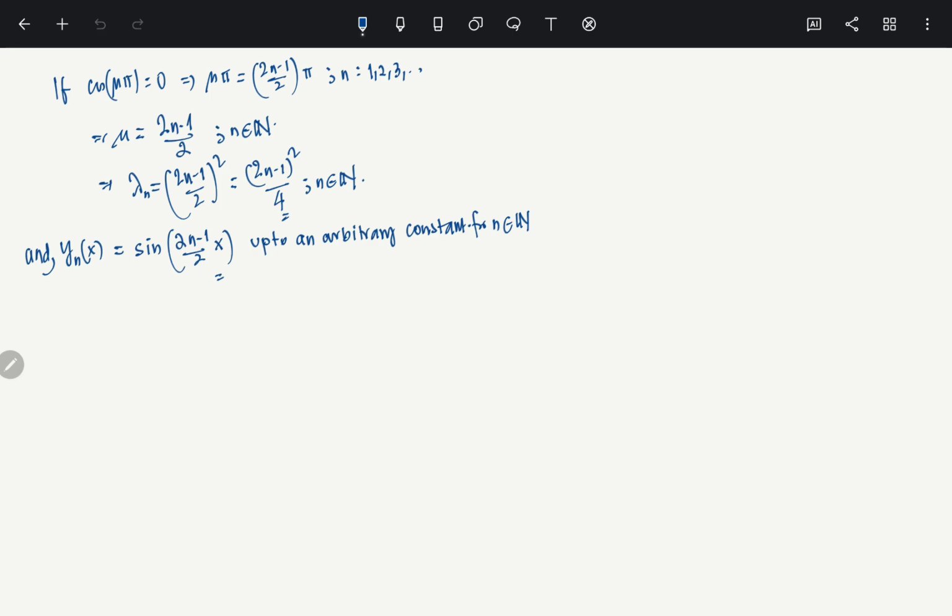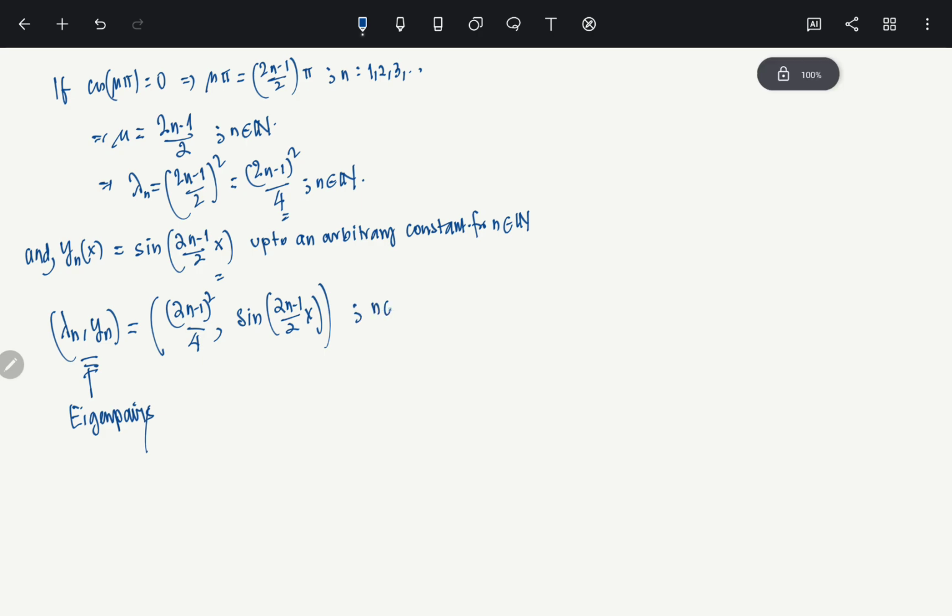Is it okay? So basically what are the eigenvalues? Lambda n, and the eigenfunctions are given by yn. These two put together are called eigenpairs. And how are they given? They are given by (2n minus 1) square by 4, comma, sine of ((2n minus 1)/2) times x. So this is the eigenpair for this particular problem. Of course n is in N.